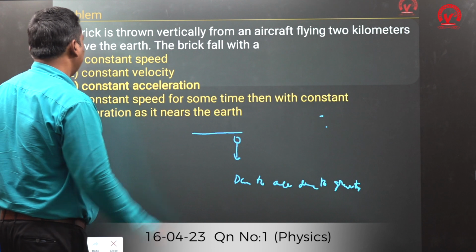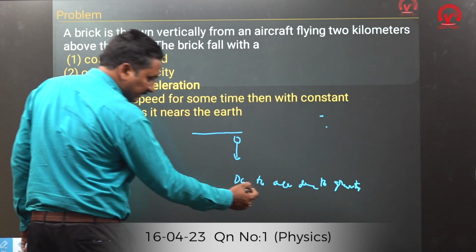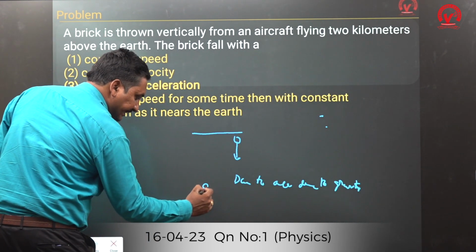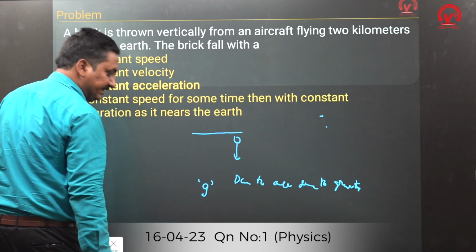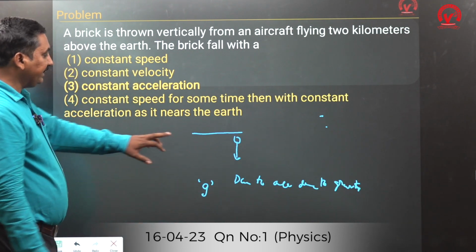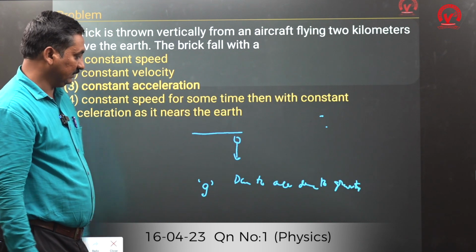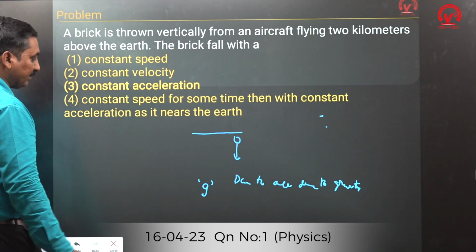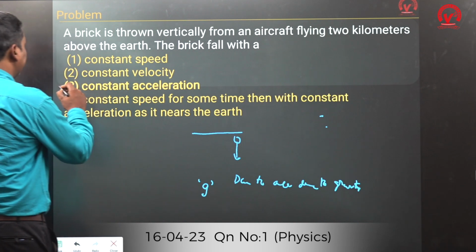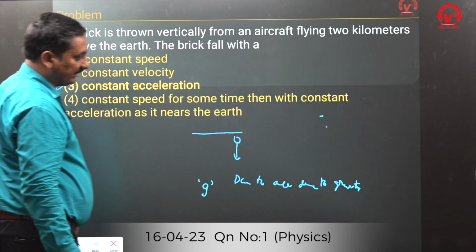Here we know that the acceleration due to gravity is constant. So the body is also falling with constant acceleration. So our option is the third option. The third option is the correct option.